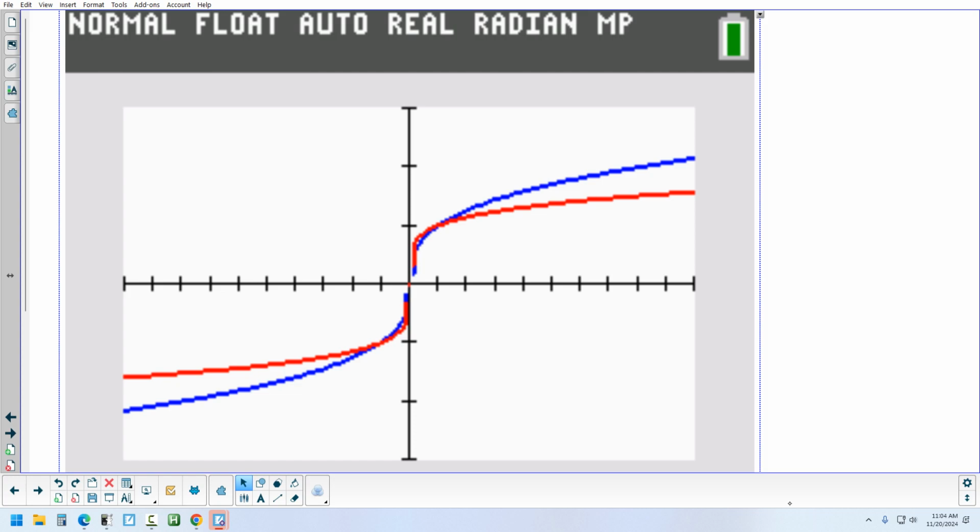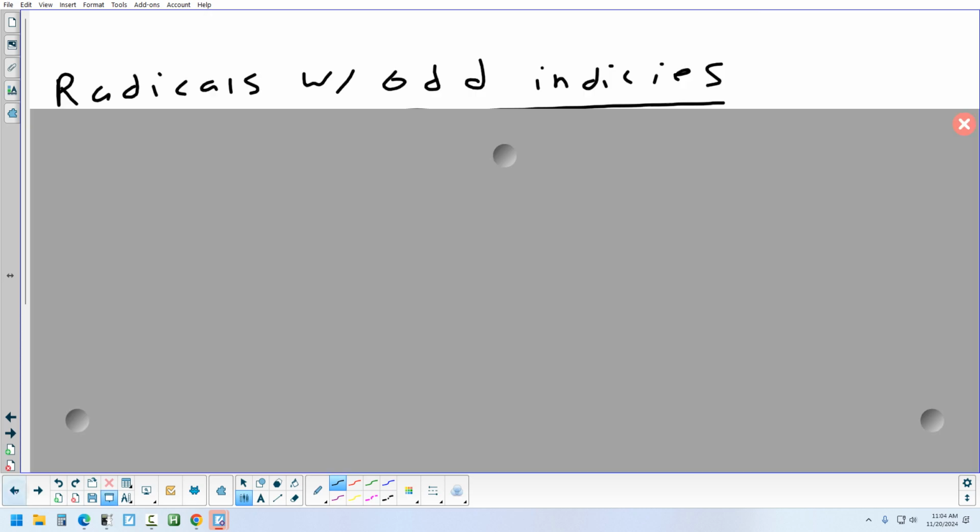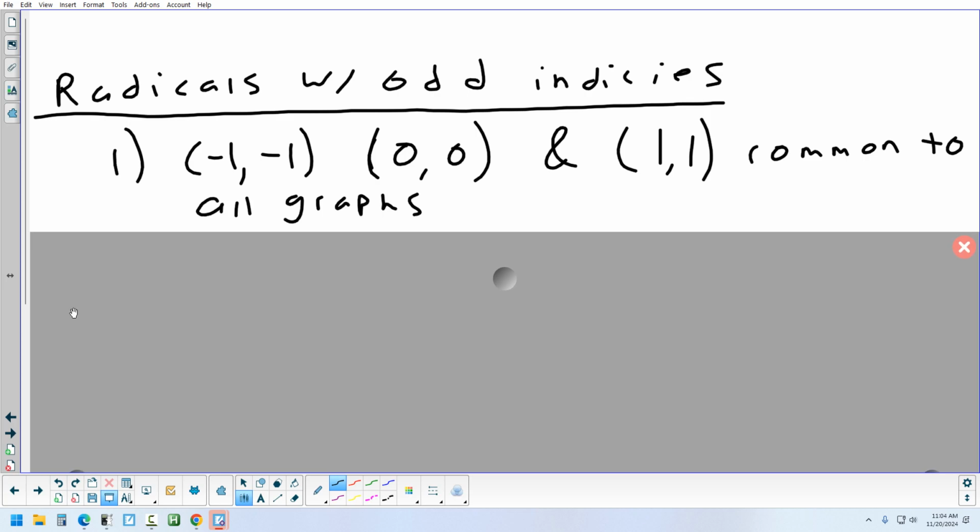Okay. Anything you notice about these graphs? Assuming again this part in the middle should be connected just like that. They intersect 3 times. Yes. They intersect at the origin. And where else? The positive quadrant and negative quadrant. Yep, and what's the coordinate where they intersect in the upper right? 1, 1. 1, 1. Negative 1, negative 1. Yep. So all odd roots, if you don't transform them, will intersect at those 3 points. Negative 1, negative 1, 0, 0, and 1, 1.